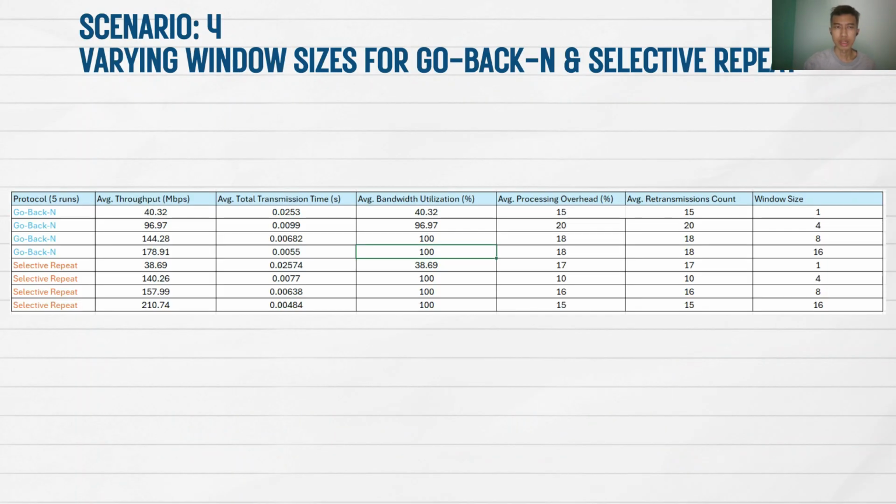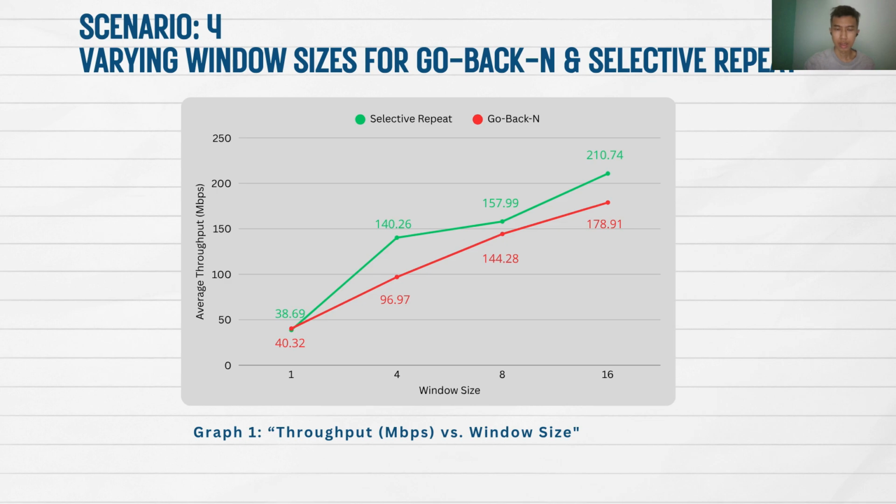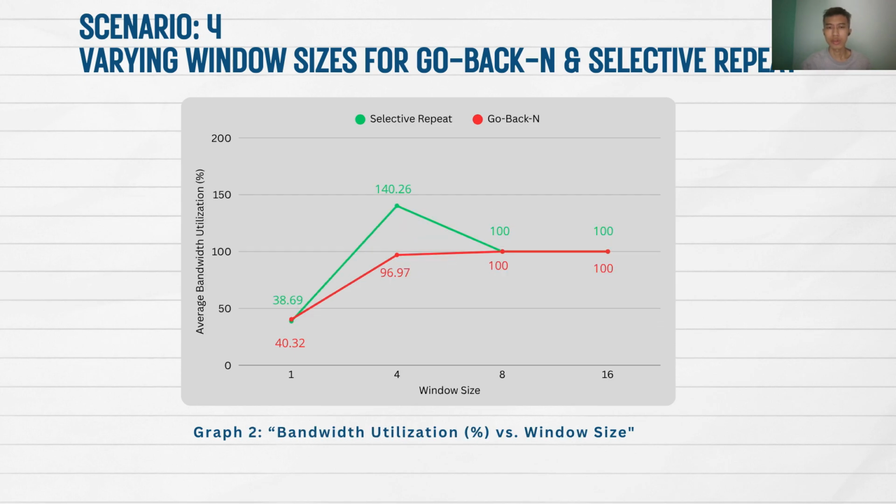And next is scenario 4, varying window size for go back N and selective repeat. And this is the table for it. And next is graph 1, which is throughput and window size. And this is graph 2, which is bandwidth utilization and window size.